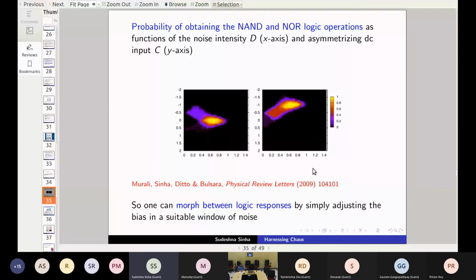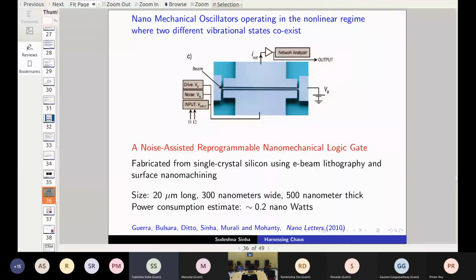So I thought I'd show two or three pictures from things which are not circuits, and they are done in the labs of other people. So essentially, as I said, we can sell the idea to people who have very nice experimental setups, and see if they will take your idea up and do it. And indeed, Mohanty's lab in Boston did this particular experiment with nanomechanical oscillators. He wanted to make a noise-assisted reprogrammable nanomechanical logic gate from the stuff he already had in his lab, which was single crystal silicon, which he had fabricated using E-beam lithography into these oscillators.